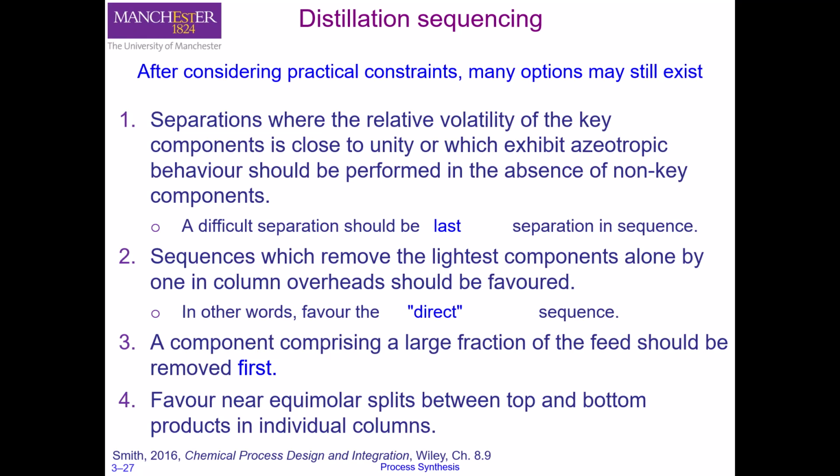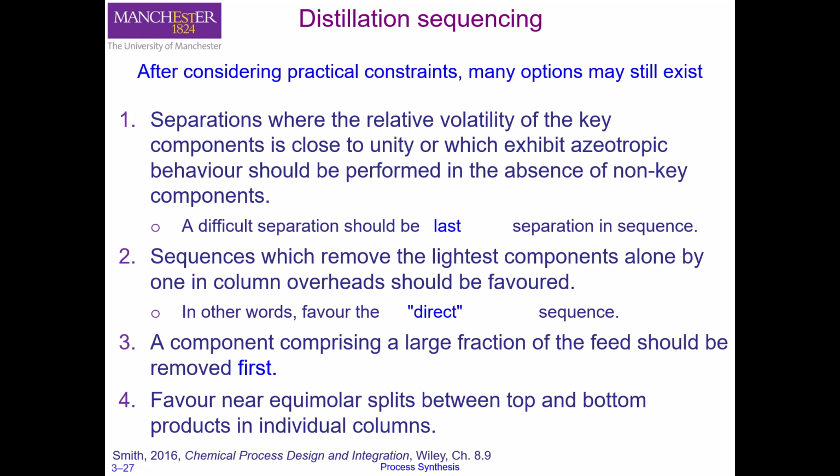The second heuristic states that the sequences which remove the lightest components alone, one by one in the column overhead, should be favored. And that means that if you have four components, the first column would remove the lightest one, the second column would remove the second lightest, and the third column would separate between the third lightest and the heaviest components. And this is what we call a direct sequence, as we discussed in the previous part. And opposite to that, we have an indirect sequence, where the heaviest component is removed successively in each column.